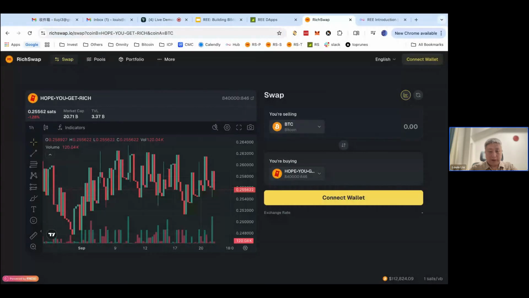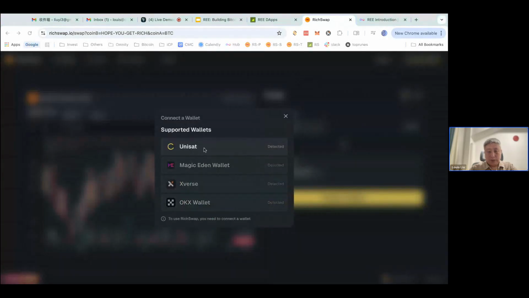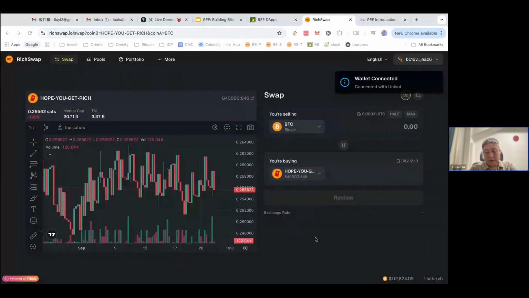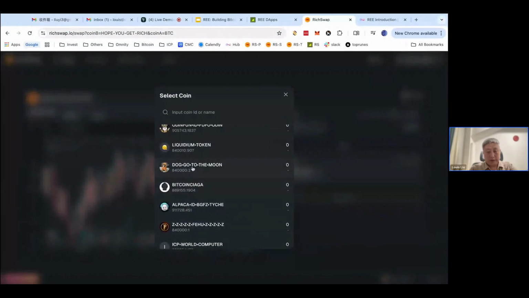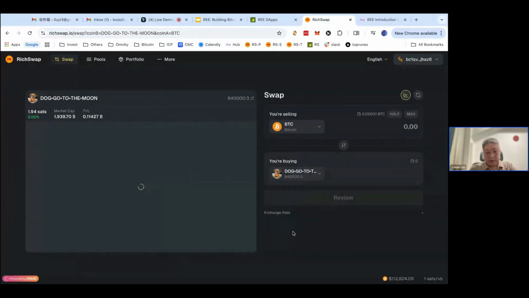Okay, so this is the ReSwap front end. ReSwap is the first RE application. It's a Uniswap V2 type of AMM DEX. So you can buy runes or swap with Bitcoin, and also you can swap runes for runes on the DEX. I need to connect my wallet, and after that my Bitcoin balance is shown here. I will use Bitcoin to buy some Dark to the Moon, the number one rune in terms of market cap.